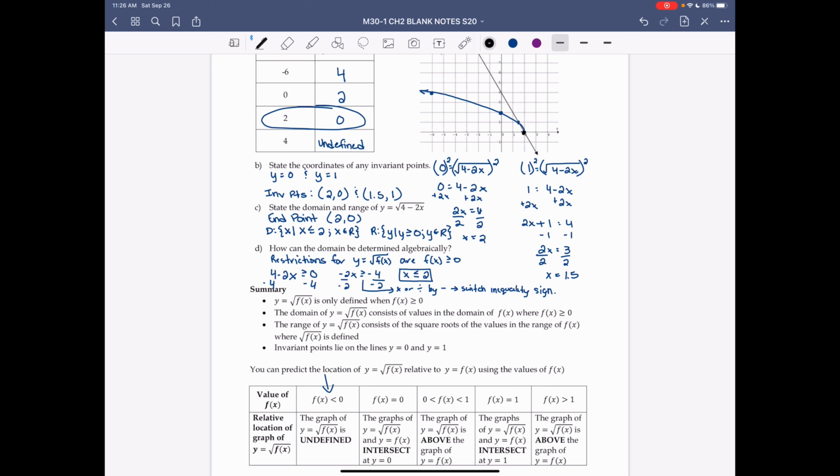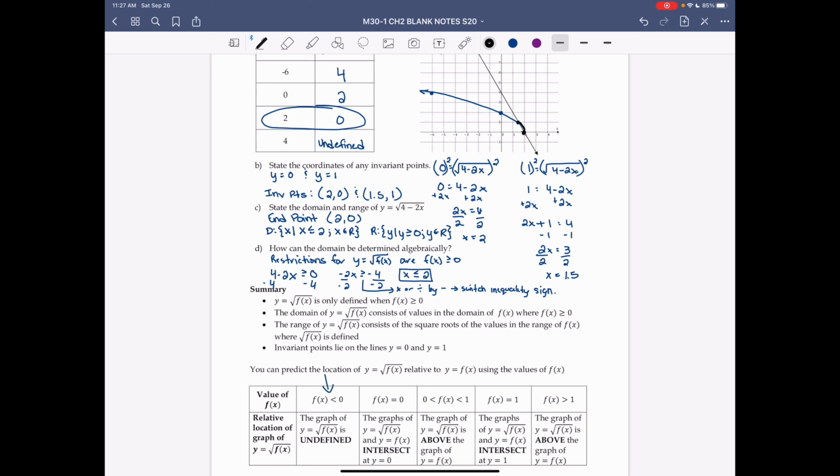Next, when f of x is greater than 0 but less than 1, then the graph of the square root of f of x is above the graph of y equals f of x. So when we do this little curvy part between the two invariant points, that part of the square root of f of x is going to be above the original function. Then when f of x equals 1, just like when f of x equals 0, the graphs of y equals square root of f of x and y equals f of x intersect. So we have that invariant point there.